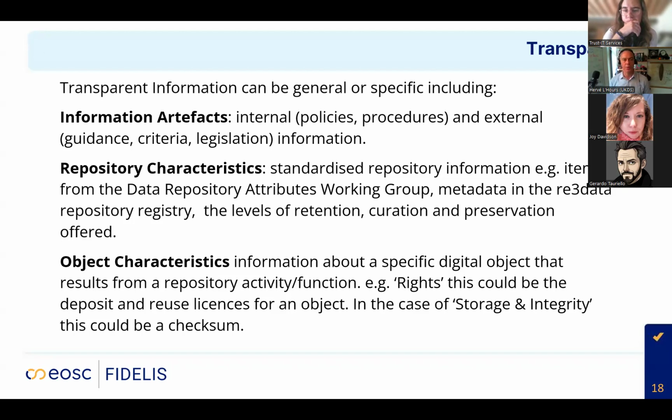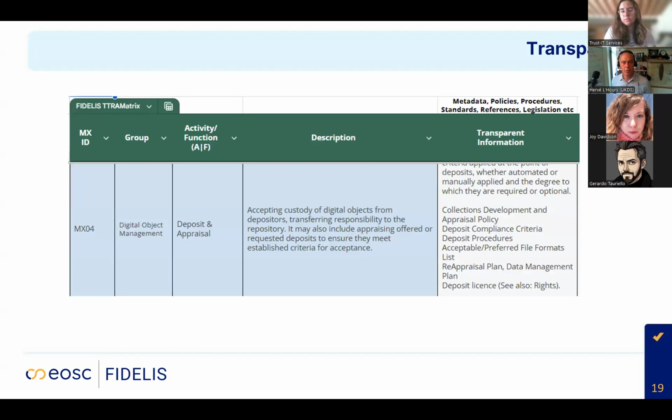And you'll see that all of this is moving from the prose to the more granular. And that means we're moving from the potentially less machine actionable to more machine actionable, which will be another underlying theme of the work we do over the course of the next 2.5 years. So that's what you'll get for each of these. You identify your group, your activity function, your description, and transparent information with examples.